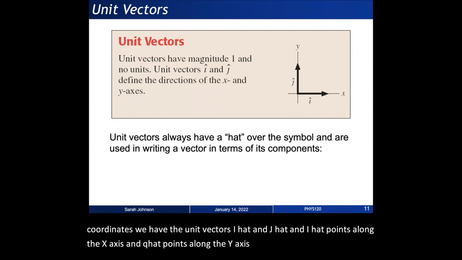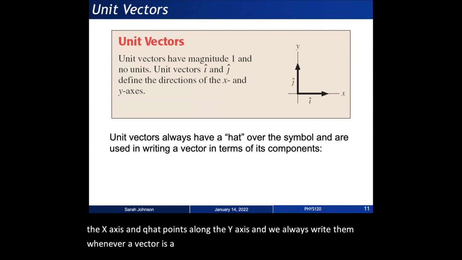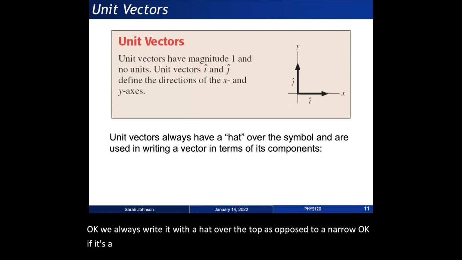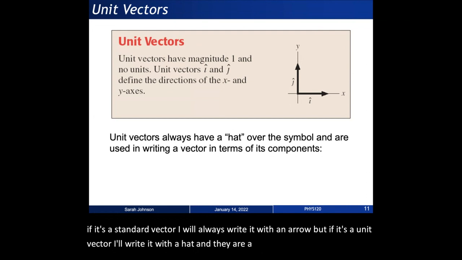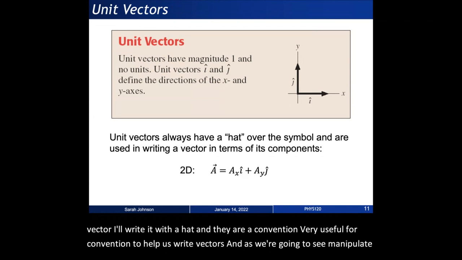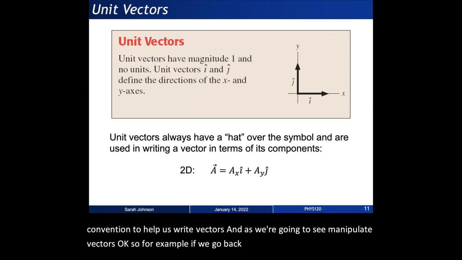Okay, and whenever a vector is a unit vector, we always write it with a hat over the top as opposed to an arrow. If it's a standard vector, I will always write it with an arrow, but if it's a unit vector, I'll write it with a hat. And they are a convention, a very useful convention to help us write vectors and, as we're going to see, manipulate vectors.